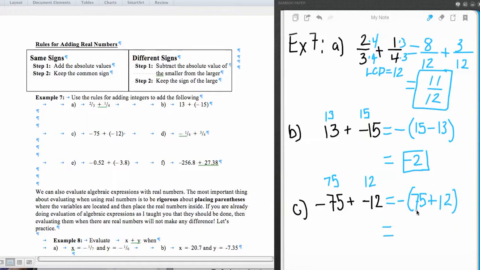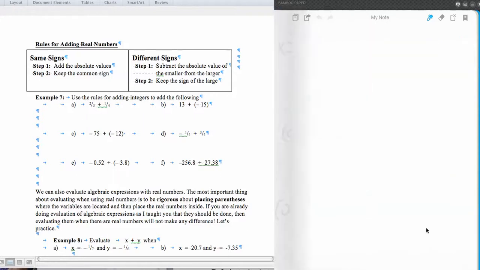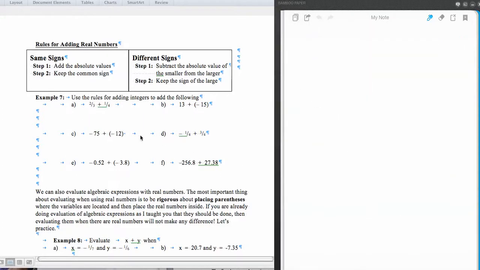And so I add these two numbers together: 5 plus 2, which is 7, and 1 plus 7, which is 8, and then keep the common sign, which is negative, my final answer being negative 87.